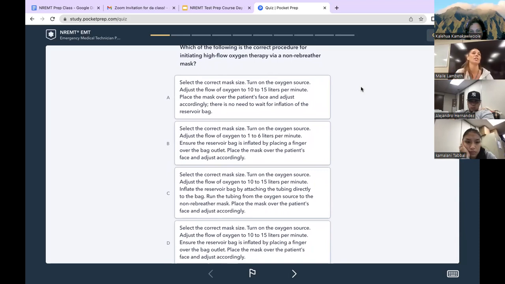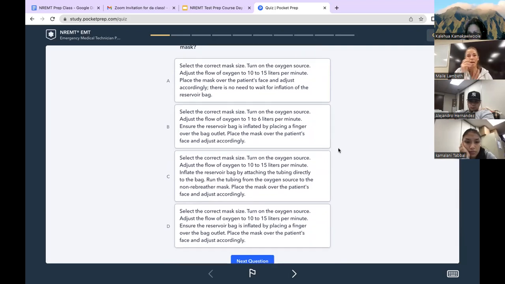What's already wrong with that question? We know we've got to inflate the reservoir bag. So that one's out. Okay. Select B: select the correct mask size, turn on the oxygen source, adjust flow oxygen to 1 to 6 liters per minute. What is wrong with that? 1 to 6, because our flow rate is 10 to 15. Okay, so B is out.